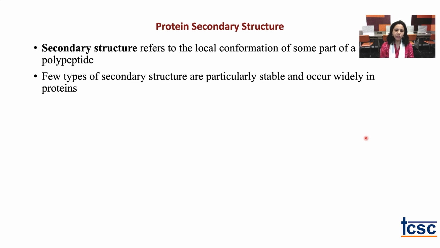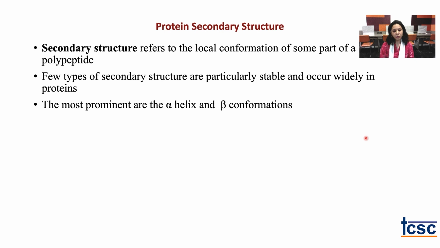So that is why, even though we have a lot of diversity in the primary structure of a protein, the secondary structure may not be that diverse. There are very few secondary structures that can be taken up by proteins. So the two most prominent secondary structures are the alpha helix and the beta conformation, which we'll be talking about in this session.